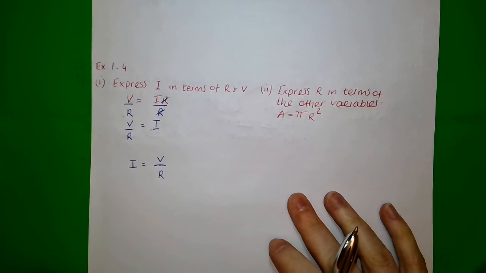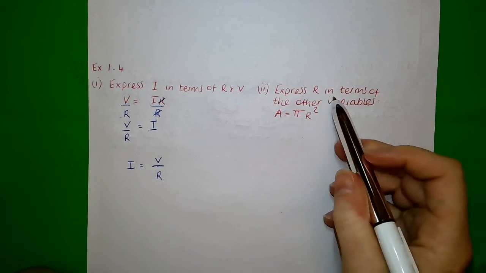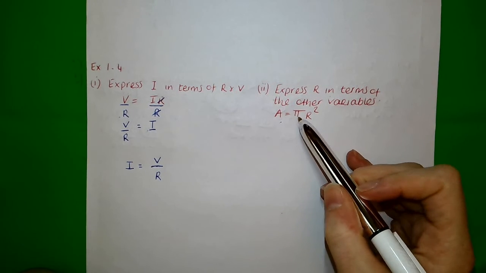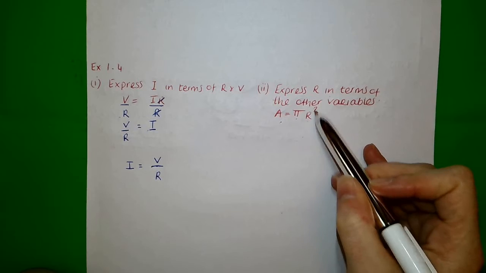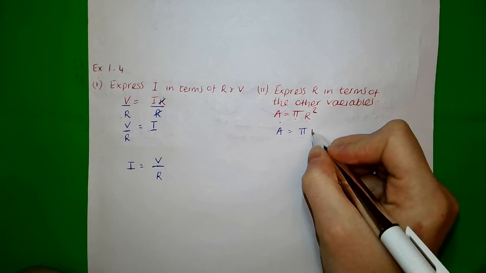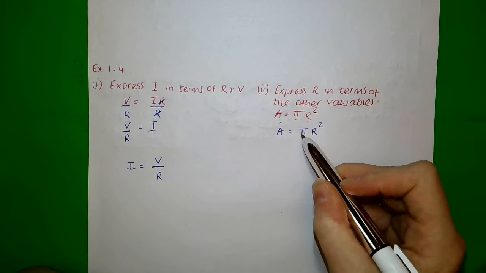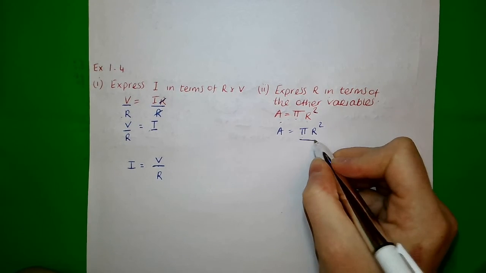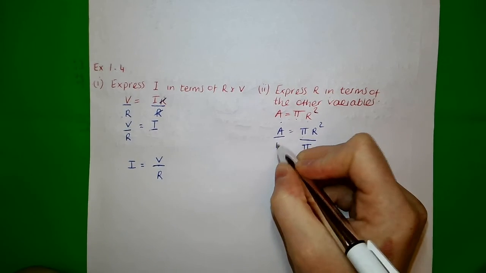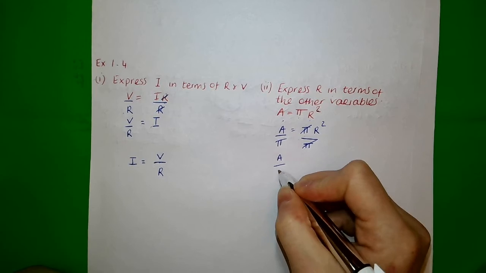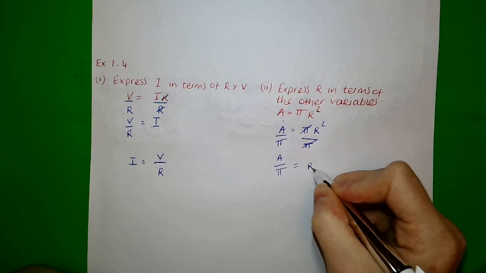This next question is a little bit longer. Express r in terms of the other variables, so A equals pi r squared, so we want r on its own. Okay, our first step is going to be to get rid of that pi. So pi is being multiplied by the r squared at this point. So in order to get rid of it, we're going to divide by pi. So those pi's will cancel there, and we're left with A over pi equals r squared.